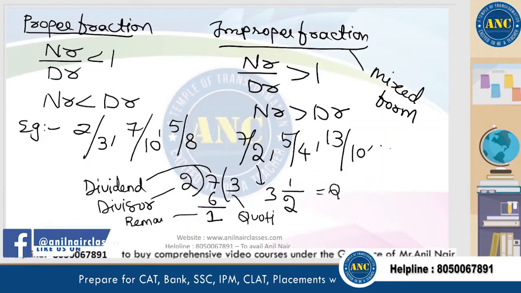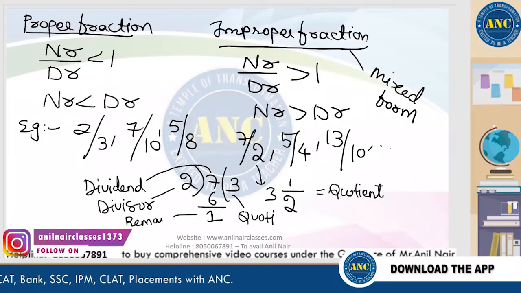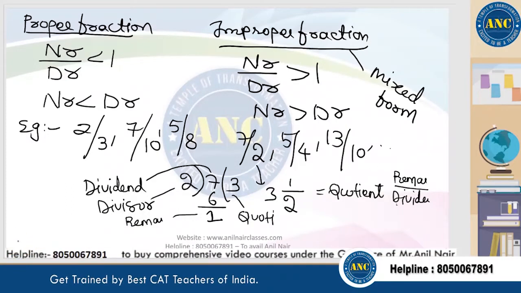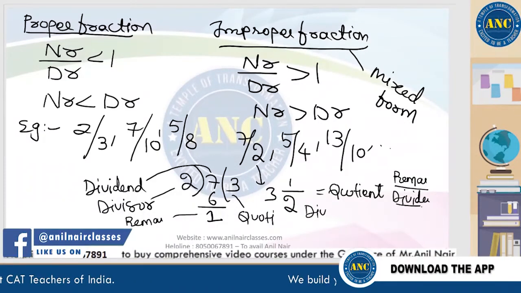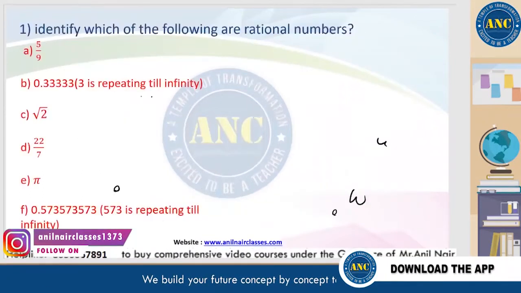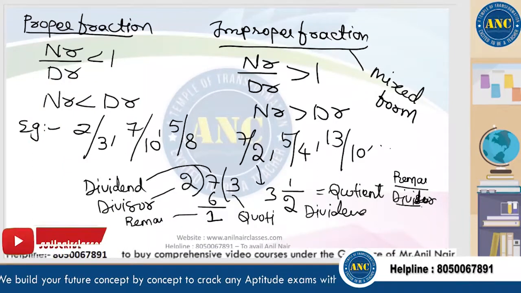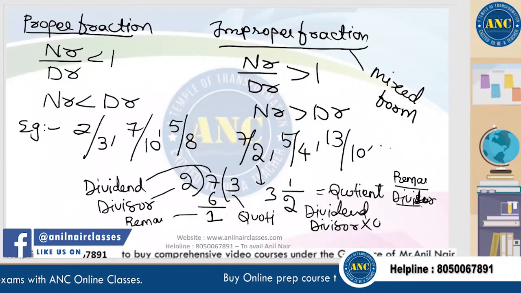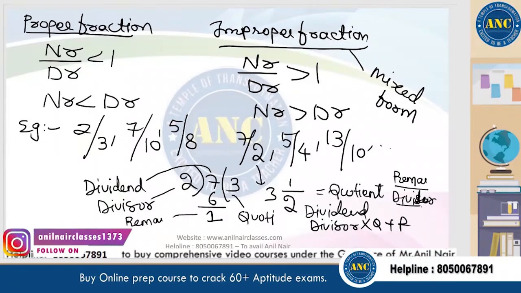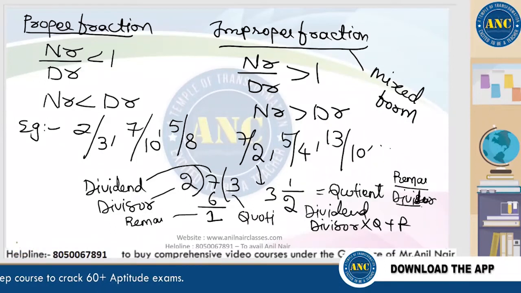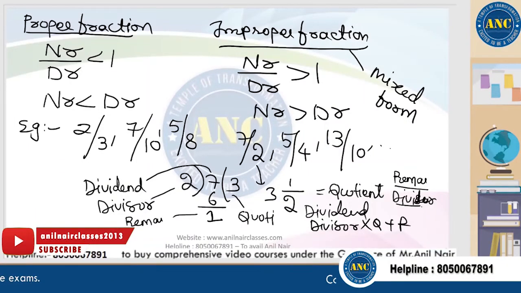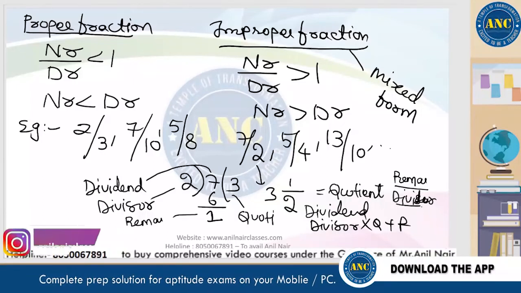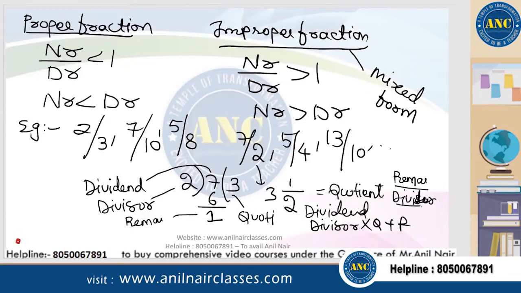So, any improper fraction can be written as quotient, remainder by divisor. Why? Because the dividend is nothing but divisor into quotient plus remainder. Make a note of it, sir. An improper fraction can be converted into a mixed fraction. In the mixed fraction, dividend is divisor into quotient plus remainder. So 3 1 by 2 is 3 twos are 6, 6 plus 1, 7 by 2. And 5 by 4 is 1 1 by 4.